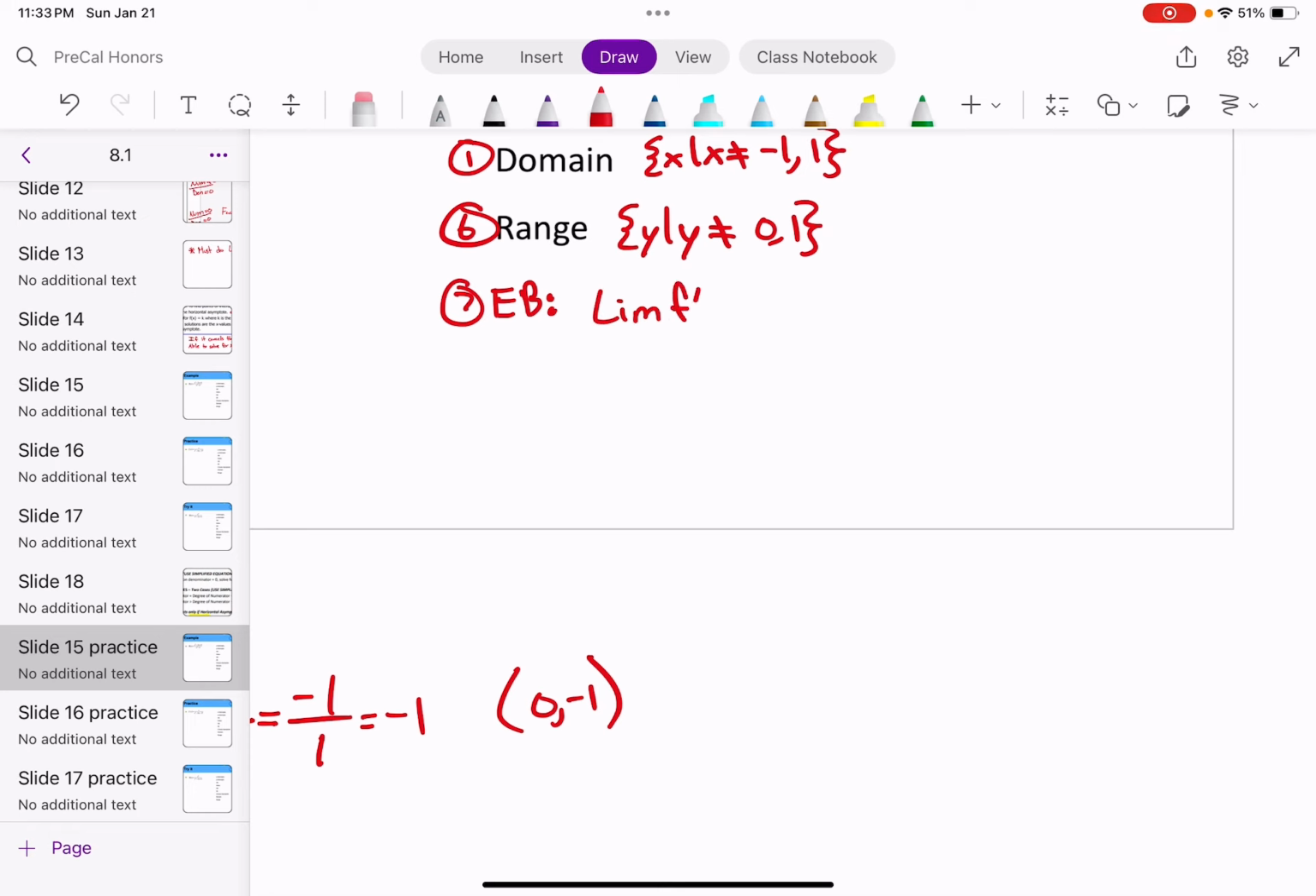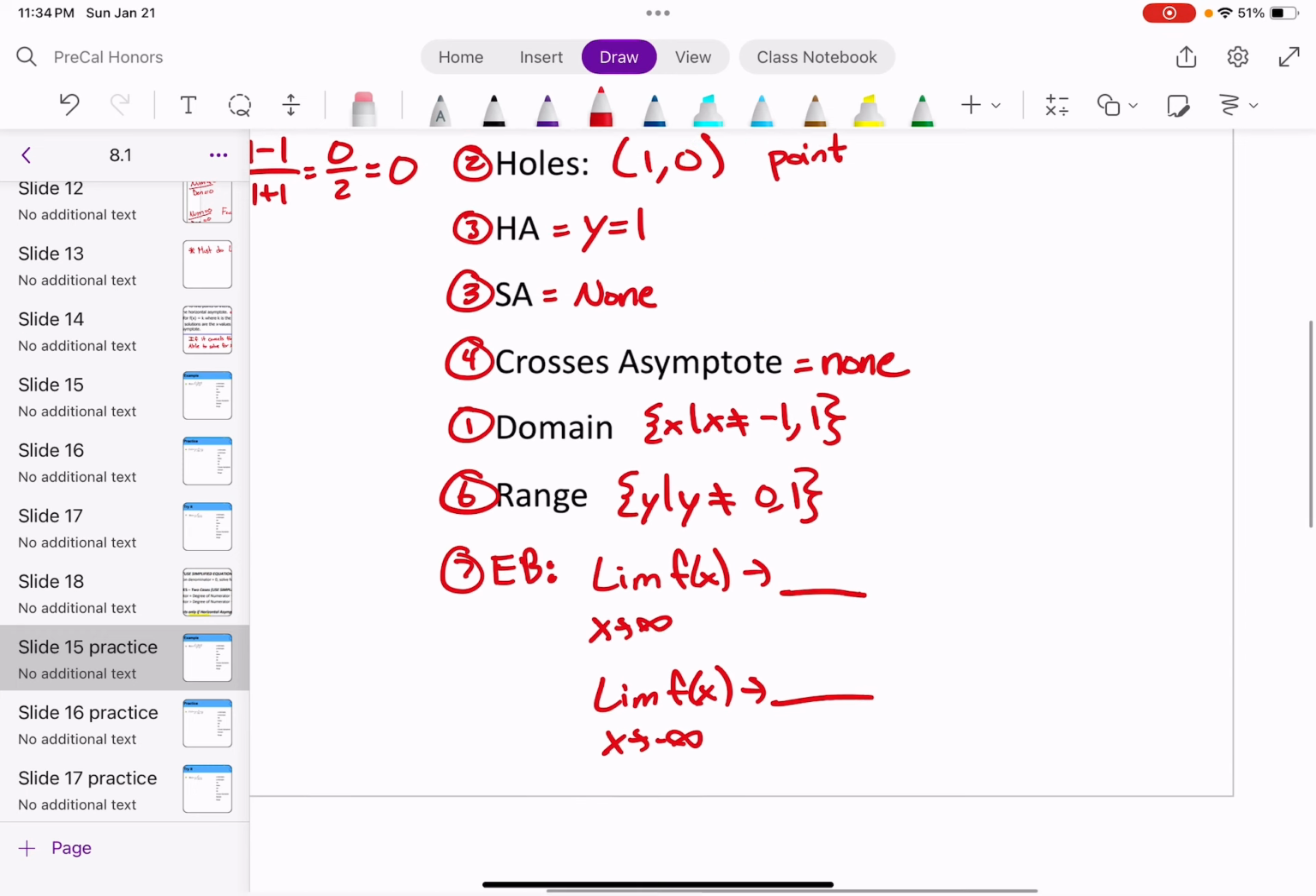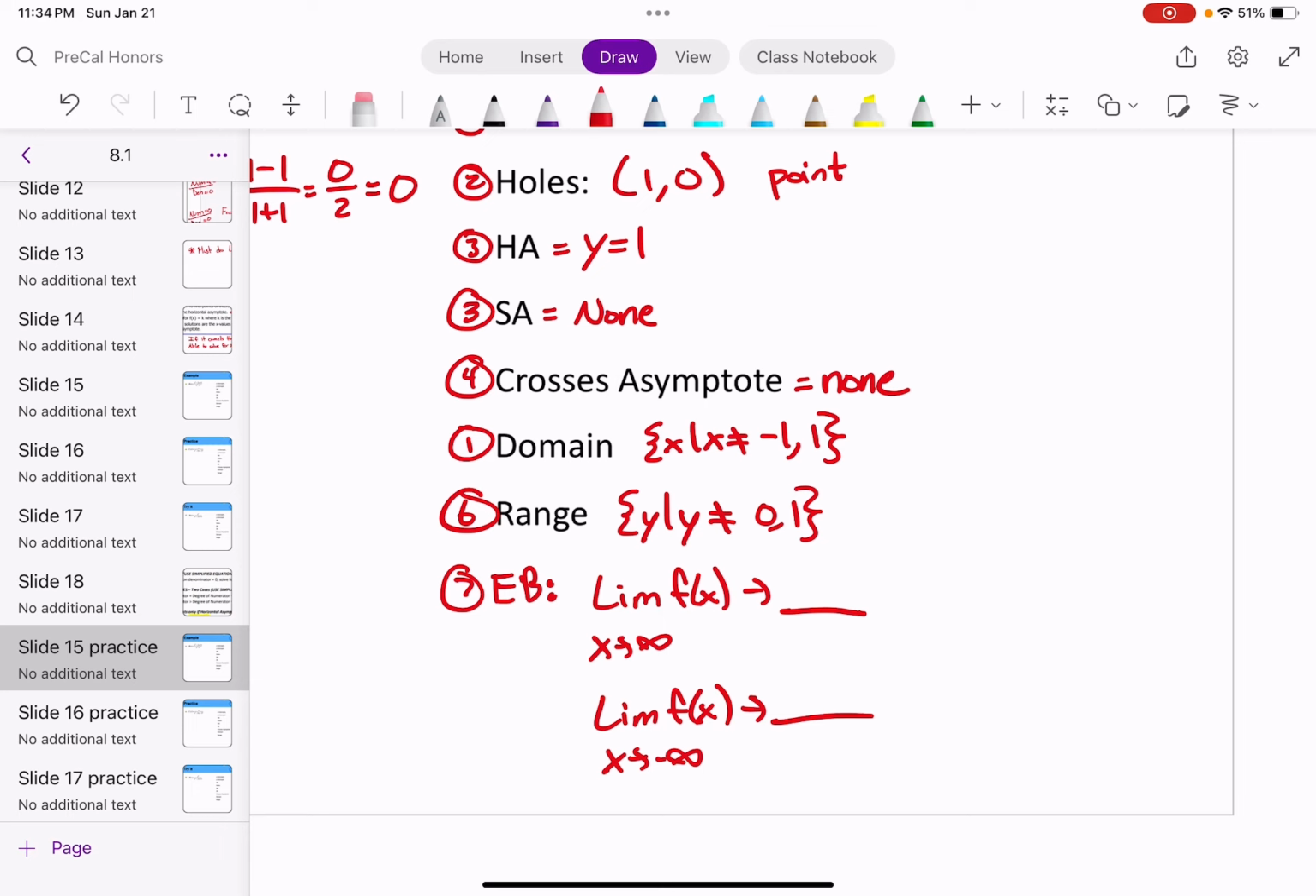The limit of f of x as x approaches infinity, and the limit of f of x as x approaches negative infinity. Now, the most important thing that you need to know is that you are always going to be approaching your horizontal asymptote. So what is your horizontal asymptote? Well, we had said it before. Our horizontal asymptote is 1. So the answer here is going to be 1.